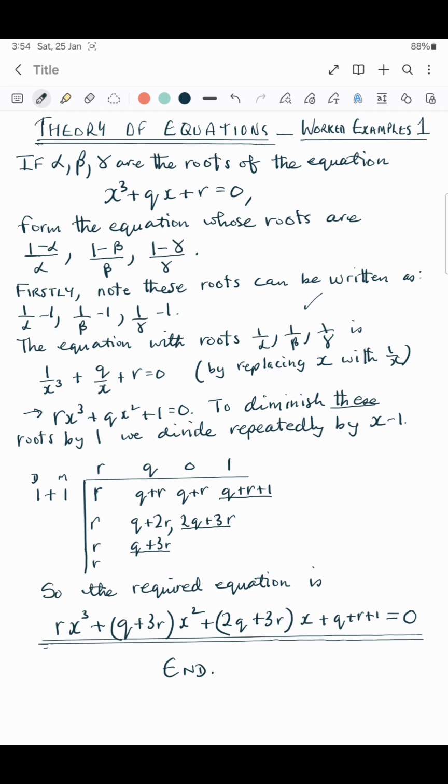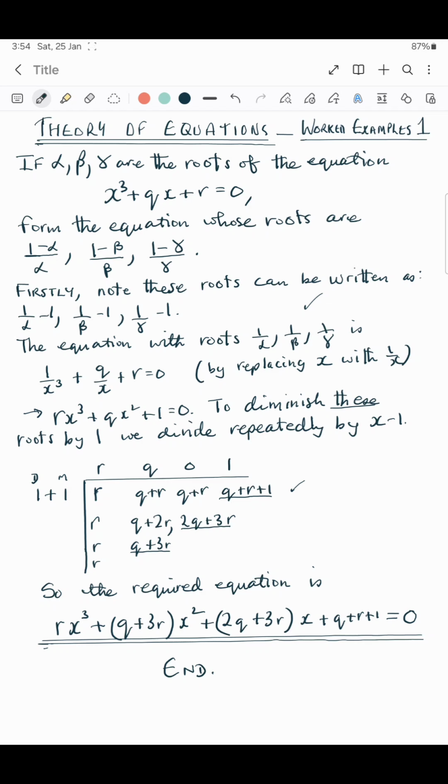So proceeding now, first of all, divide r by 1, we get r. We now let the multiplier do its job. r times 1 is r, added onto q is q plus r. q plus r times 1 is still q plus r, add that onto 0, still q plus r. Multiply q plus r by 1 is q plus r, add that onto 1 is q plus r plus 1. So that finishes the first line, and the q plus r plus 1, which I've underlined, will be the constant term in our new equation.